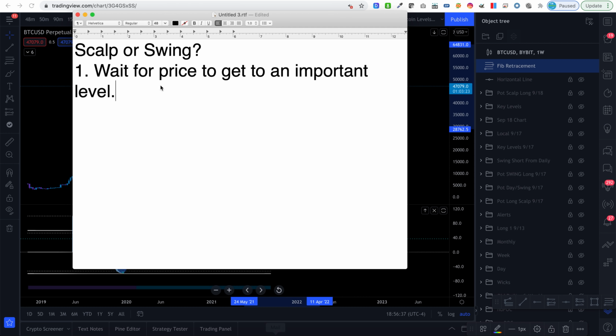Once price gets to our level, then we're going to look down at Market Cipher B. Okay, and I like to start on the 4 hour, then I like to go to the 2 hour, then I like to go to the 1 hour, then I go to the 24 minute, 12 minute, and the 6 minute. Okay, now if I see a bearish divergence on all of these time frames, then I know it's going to be a swing trade.